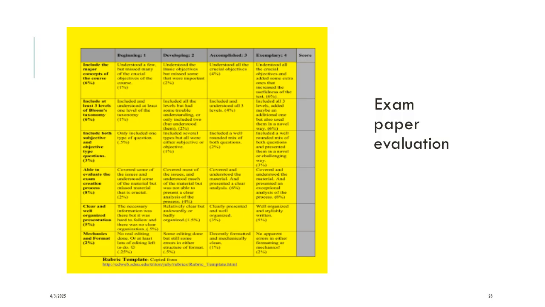And here, this is an exam paper evaluation rubric. We can apply it for the exam paper about the questions, about the course, about the levels of Bloom taxonomy, about evaluation of the exam criterion process, and we have different scores sitting together as an examination committee, for example, to evaluate the exam.